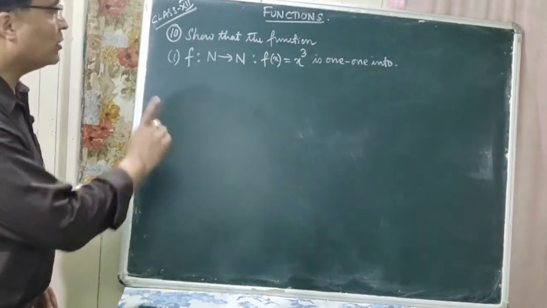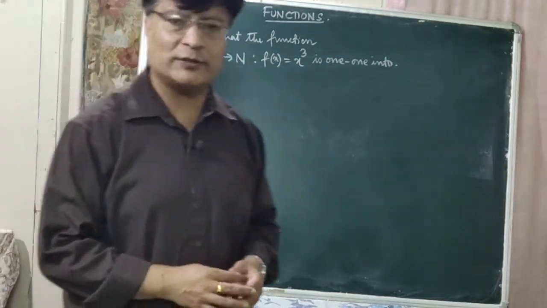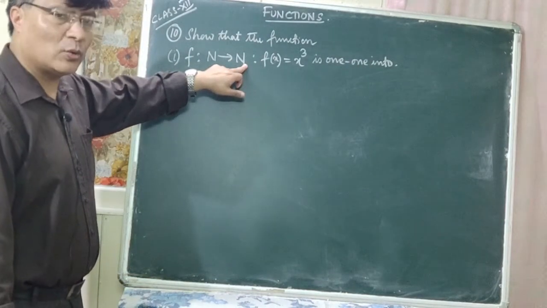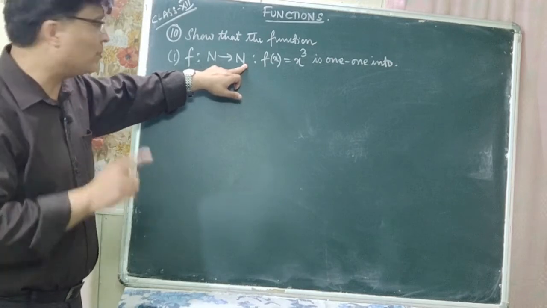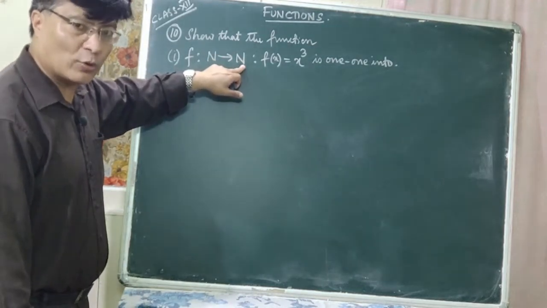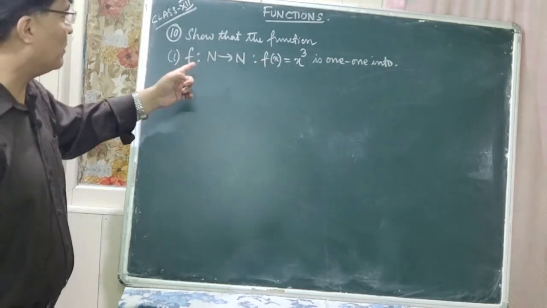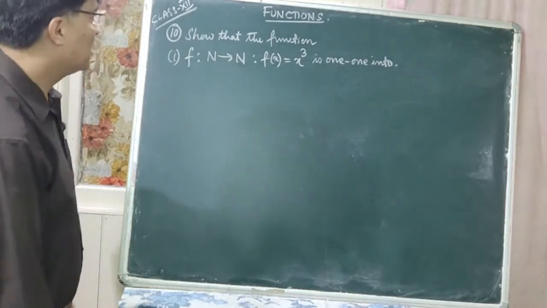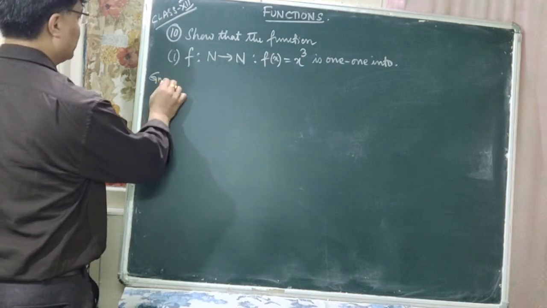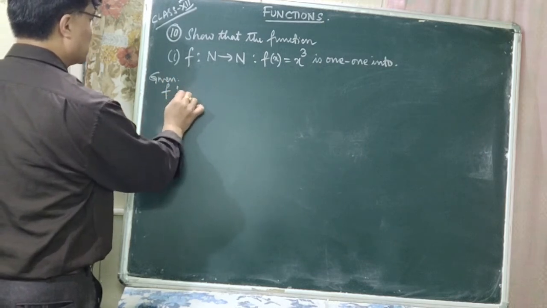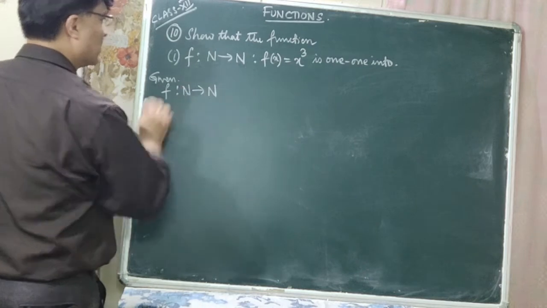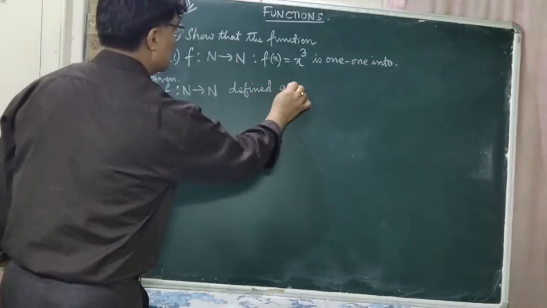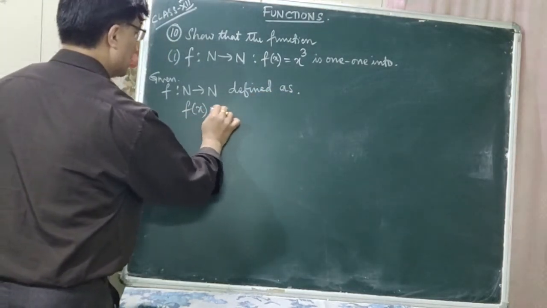Then you have to prove that it is an into function. What is meant by into function? There are some elements in the codomain N which do not have a pre-image in the domain N. Is that clear? That is your into function, right? So now here given is f from N, the set of natural numbers, to N, defined as f of x is equal to x cube.